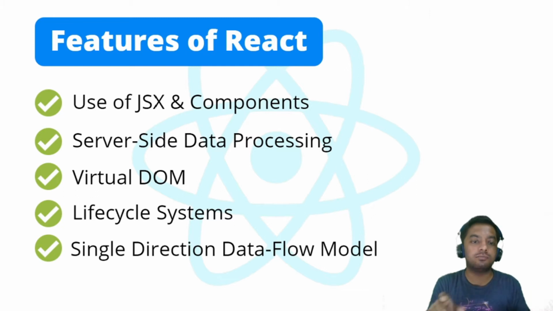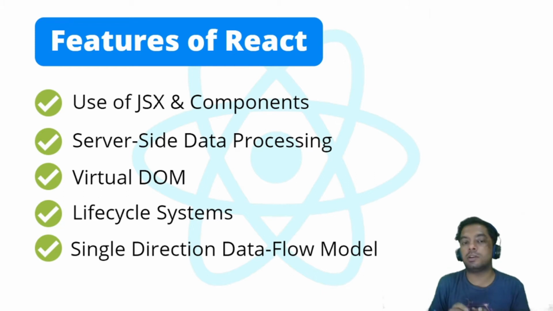What is this? As the name suggests, single direction data flow. The flow of data in React is unidirectional. The data is always flowing from the parent to the child. It is always flowing from top to bottom.